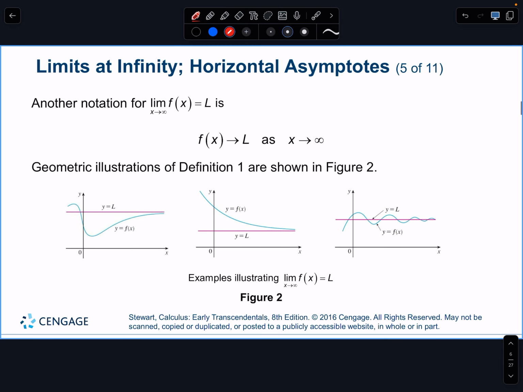And here's another notation, again with arrows. As x approaches infinity, f of x approaches L. But you can see there are 3 ways for a function to approach this red line, which we're going to be calling a horizontal asymptote. So it could approach the horizontal asymptote from below and never quite get there, but always be a little lower. And then it could approach the horizontal asymptote from above.